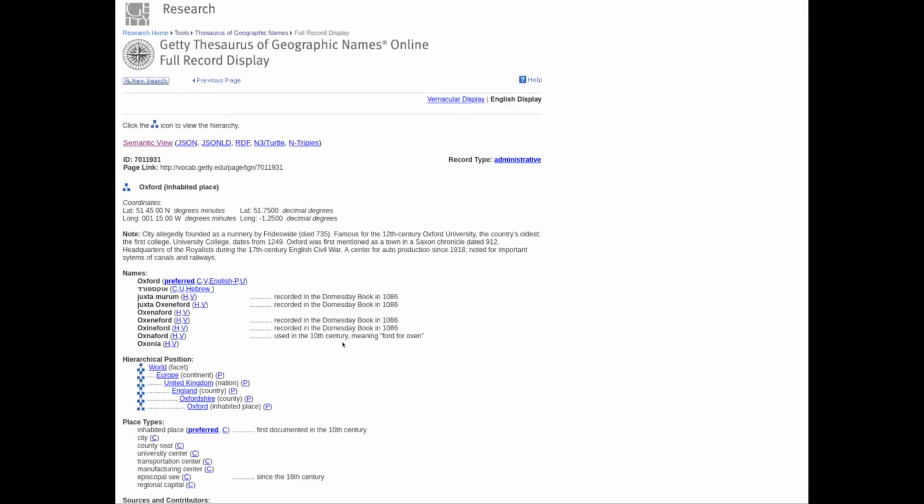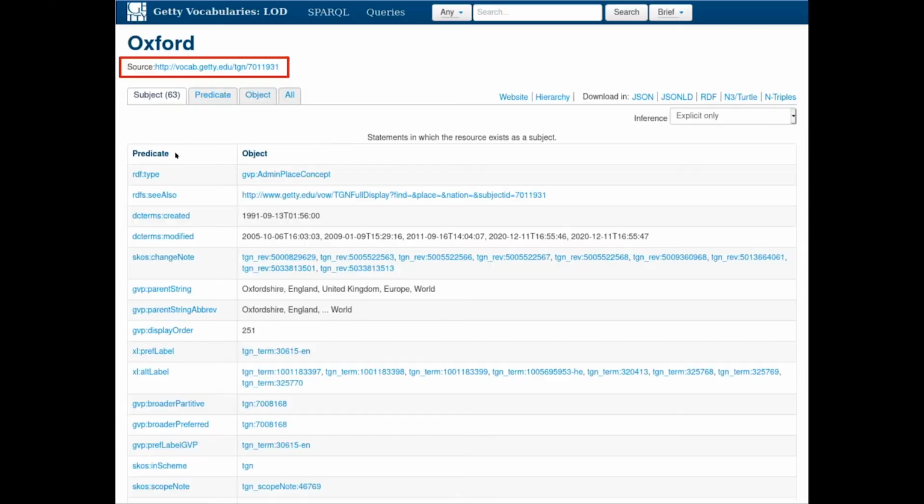So the Getty maintains something that is called the Thesaurus of Geographical Names. I can go in there, search for Oxford, the right Oxford, the Oxford that's in England, as shown over here. Then I can click on the semantic view link, and that gives me the URI for the Oxford that I'm referring to. I can take that and put it in my structure over here.